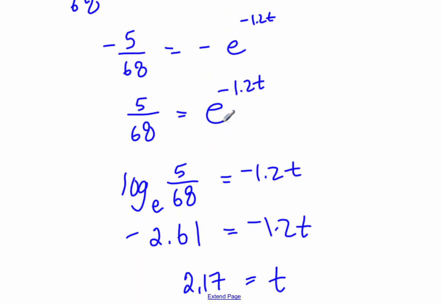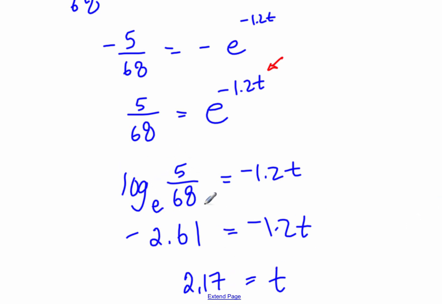Now, since I have a variable that's in the exponent, I can change this into log form. So it'll be log base e of 5 over 68 is equal to -1.2t.